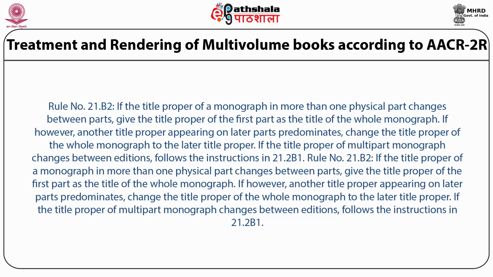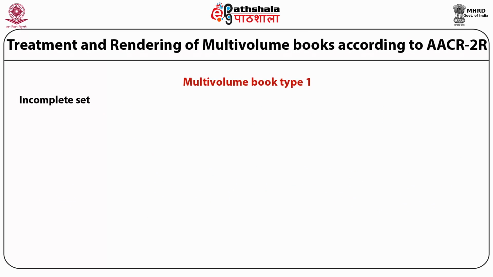Rule number 21.B2. If the title proper of a monograph in more than one physical part changes between parts, give the title proper of the first part as the title of the whole monograph. If, however, another title proper appearing on later parts predominates, change the title proper of the whole monograph to the later title proper. If the title proper of a multi-part monograph changes between editions, follow the instruction as given in rule number 21.2b1.